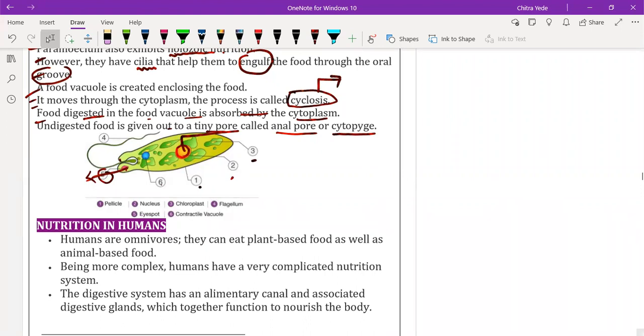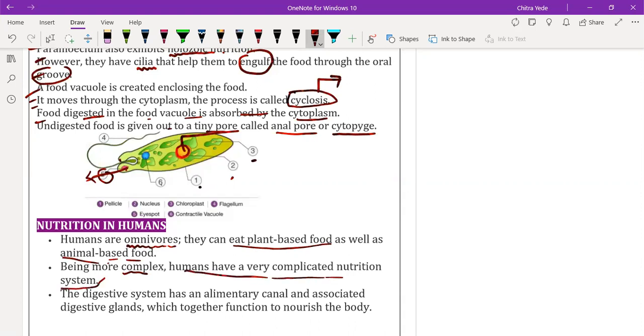Humans are omnivores, because we depend on plants as well as animals for our food. We generally eat plant-based food as well as animal-based food, like egg, chicken, meat, fish. All these are animal-based food. Our body is very, very complex, so humans have a very complicated nutrient system. The nutrient system in a complex organism is also complex.